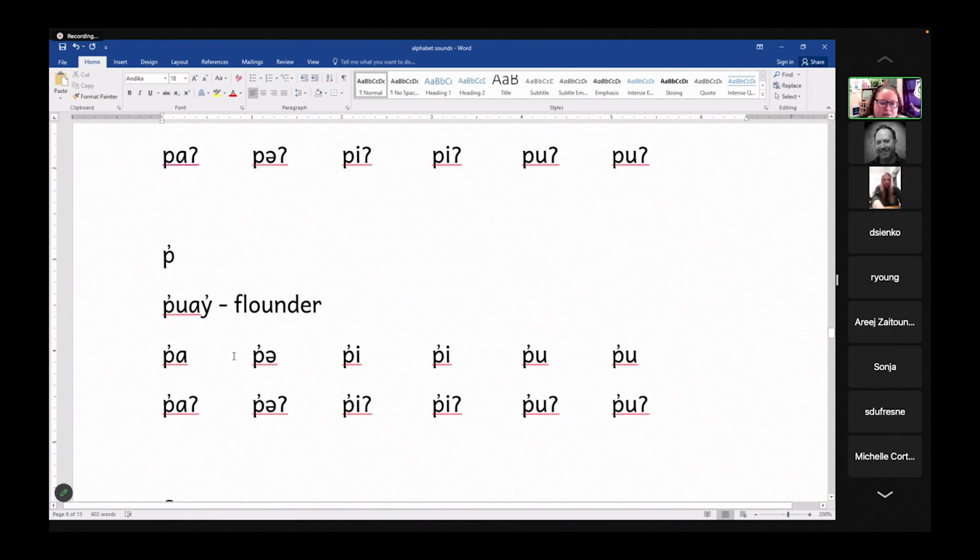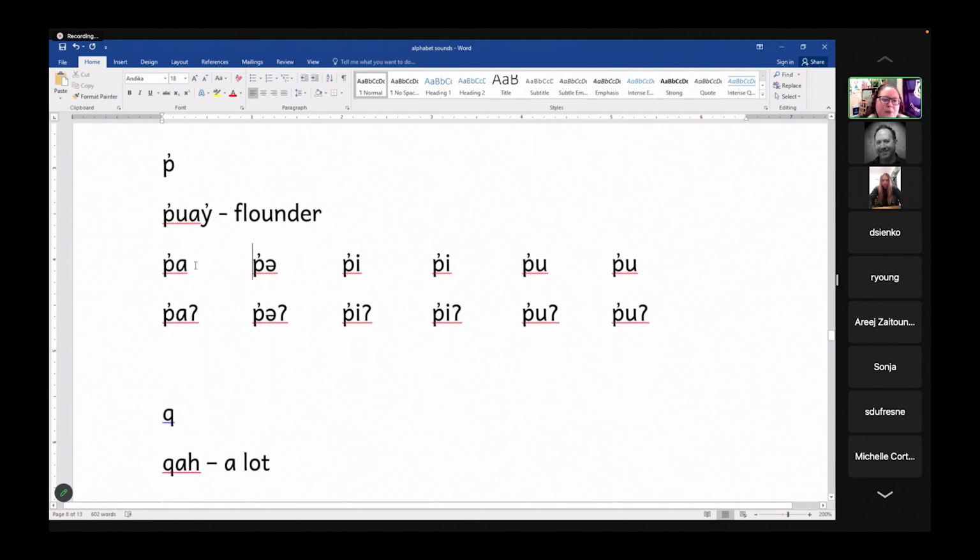So let's do our sound chart. A, e, a, o, u. It's another one you might spit a little bit with. A, e, a, o, u.